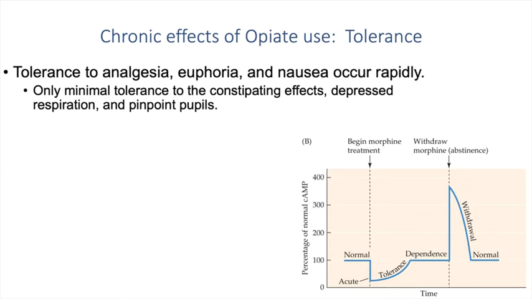So one of the many chronic effects of opioid use is going to be tolerance. Tolerance to analgesia, the pain-killing effect, the euphoria, and the nausea occur rapidly.